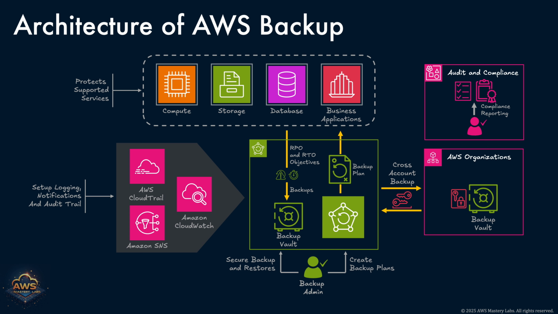These plans specify how often backups should be taken, how long they should be retained, and how they align with the organization's recovery point objectives, RPO, and recovery time objectives, RTO. Once configured, these policies are automatically enforced by AWS Backup, removing the need for manual backup scripting or custom scheduling logic. With the plans in place, AWS Backup steps in to orchestrate the backup process across supported services.